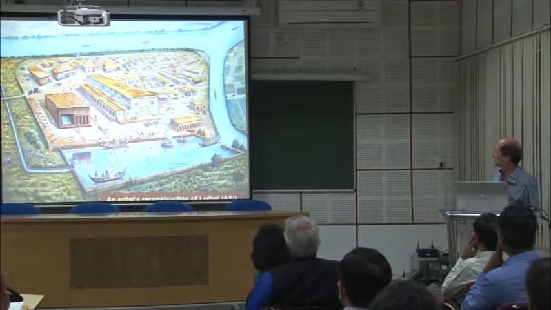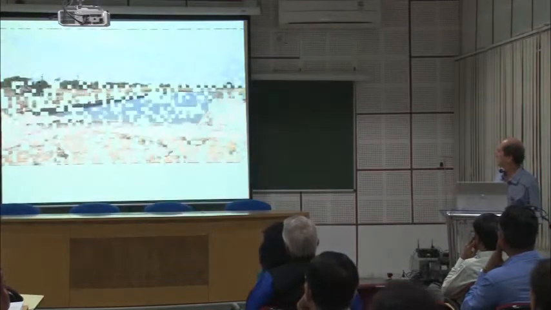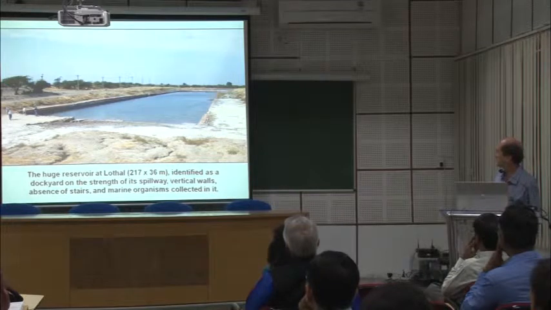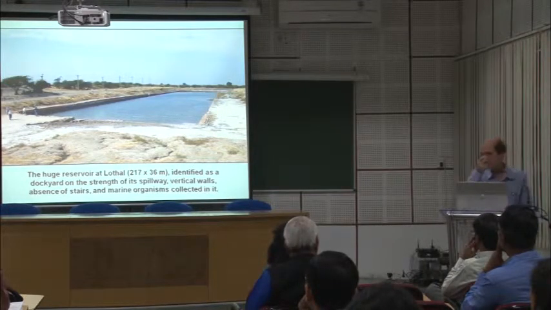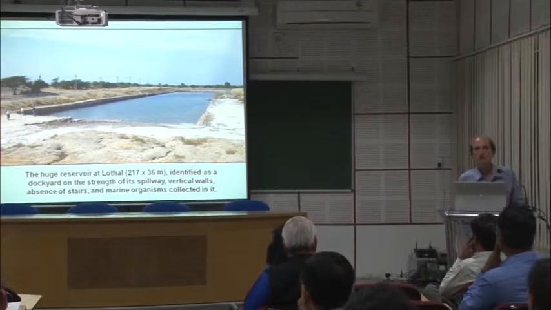Finally, this is Lothal, where there is a colossal reservoir of about 217 meters in length, the famous dockyard. There was a dispute initially whether it was a dockyard or just a reservoir, but the reservoir is too huge for this small settlement. It would make no sense. And features like vertical walls, absence of stairways, and the presence of marine organisms point to a connection with the Gulf of Khambat, from where at high tide boats could have come and taken goods for export to other parts.